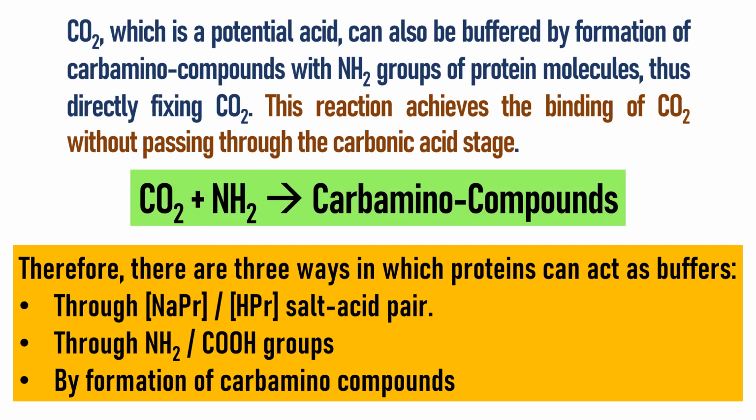Carbon dioxide, which is a potential acid, can also be buffered by formation of carbamino compounds with amino groups of protein molecules, thus directly fixing carbon dioxide. This reaction achieves the binding of carbon dioxide without passing through the carbonic acid stage. This has also been mentioned earlier in this video in relation to buffering by hemoglobin. Therefore, there are at least 3 ways in which proteins can act as buffers. The components of these 3 separate mechanisms have been shown here.